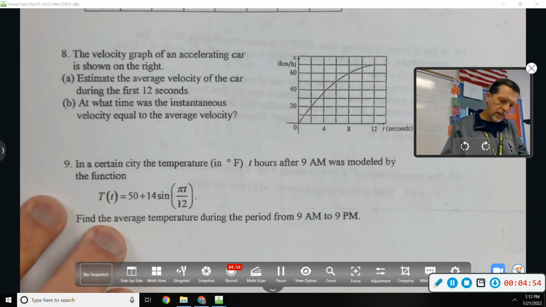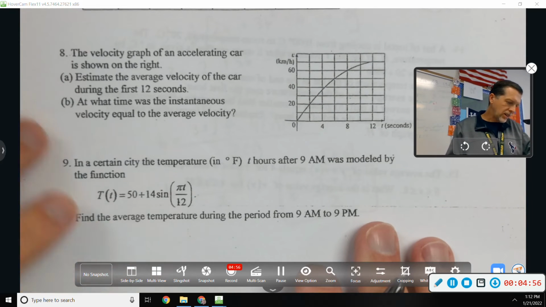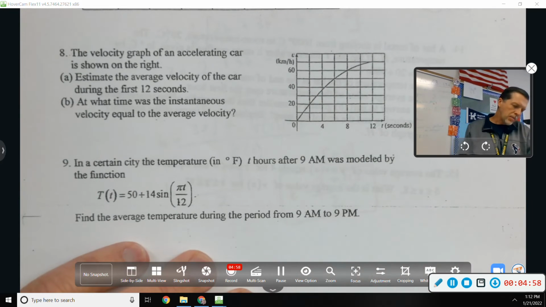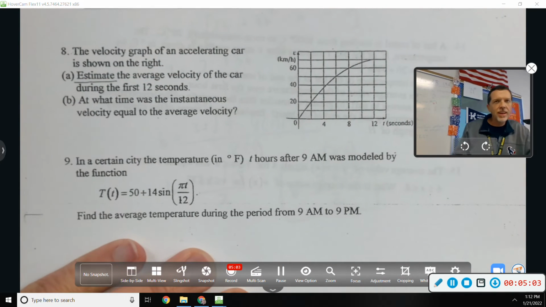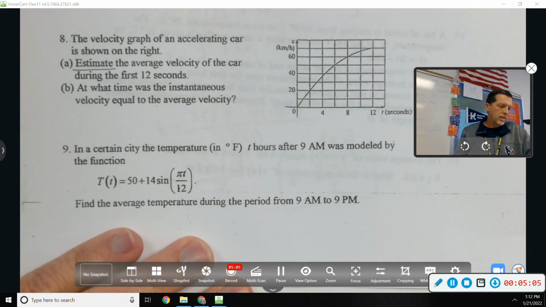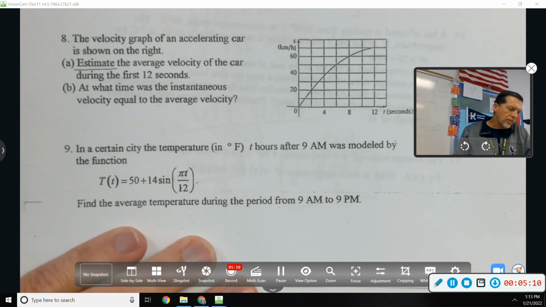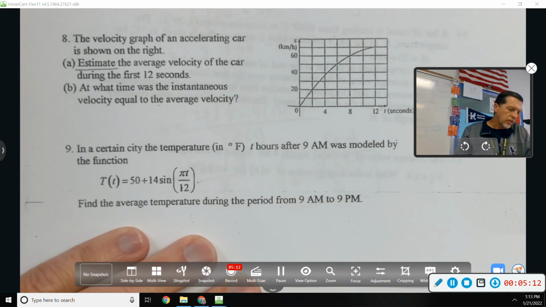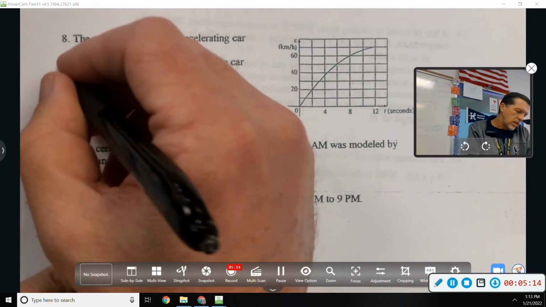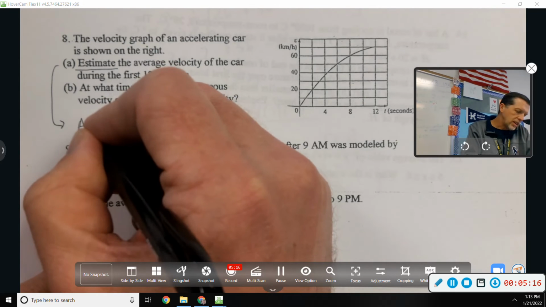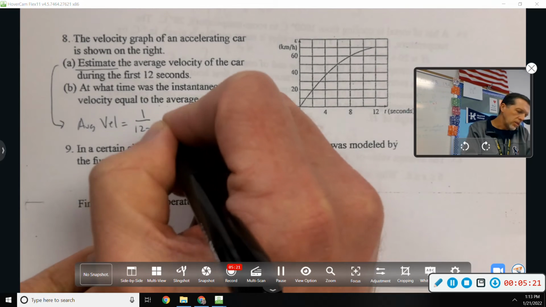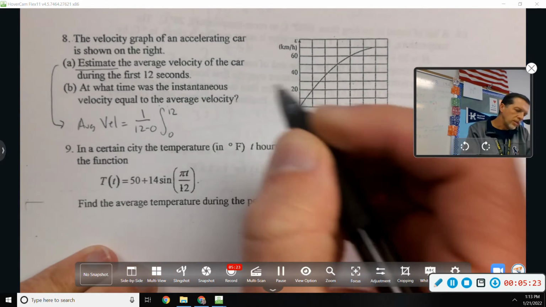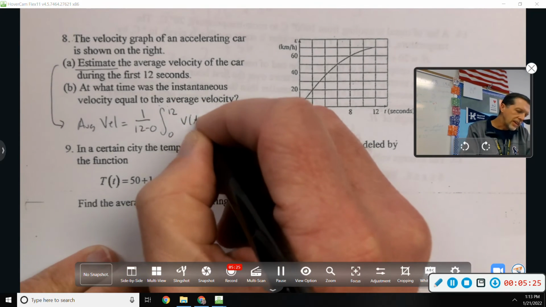The velocity of an accelerating car is shown on the right. Estimate. So we're not going to have an exact answer, so if we're approximating, that's okay. Estimate the average velocity of the car during the first 12 seconds. Well, average velocity, 1 over 12 minus 0, integral from 0 to 12 of the velocity.